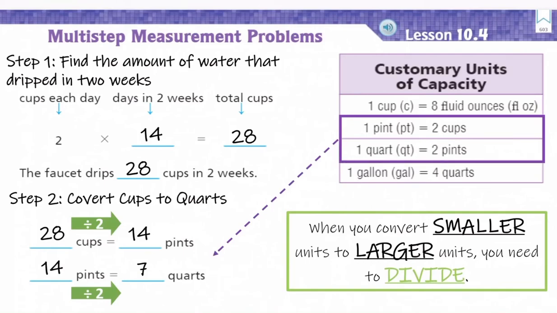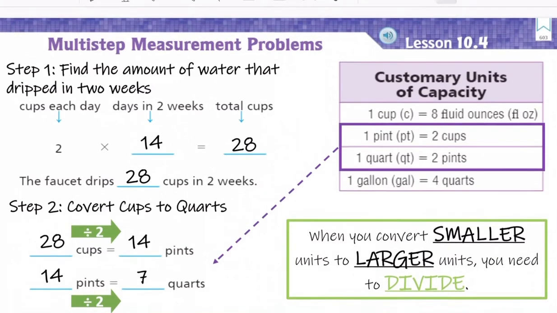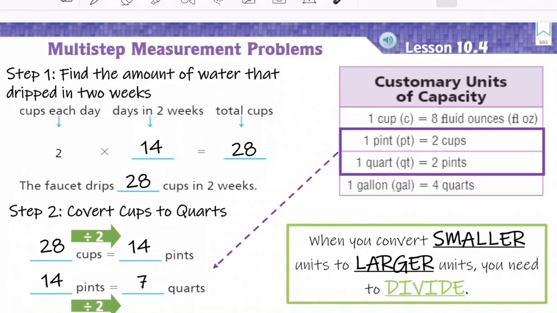Step 1, we're going to find the amount of water that dripped in 2 weeks. So cups each day was 2. Okay, 2 cups dripped each day. Days in 2 weeks is 14. So we know there's a total of 28 cups. Okay, that was step 1. We found the amount of water dripped in 2 weeks in cups.